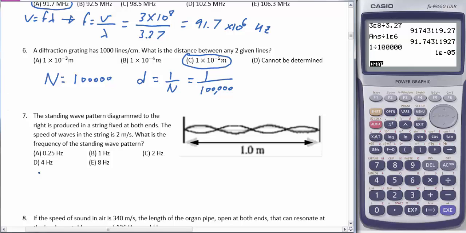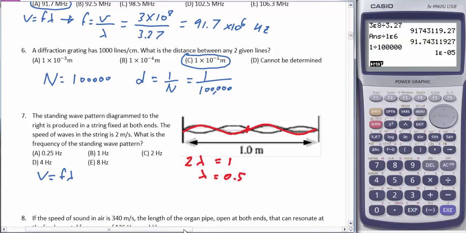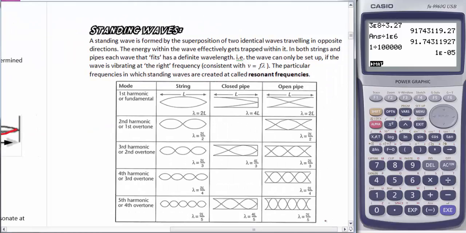Well, I'm going to be using v equals f lambda, and I need to know which harmonic this is. And so I know it's the 4th harmonic, and I also know that there is one wave and another wave, so 2 waves equals 1 meter, and so I know that the wavelength is half a meter.